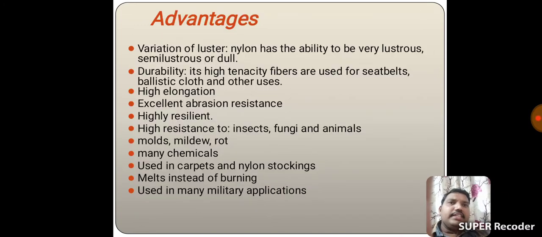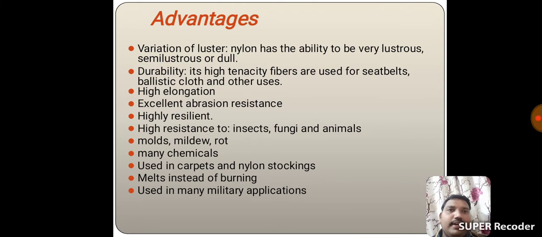Advantages. Variation of luster: nylon has the ability to be very lustrous, semi-lustrous, or dull. The luster character is sometimes very lustrous, sometimes semi-lustrous, sometimes dull. Durability: its high tenacity fibers are used for seat belts, ballistic cloth, and other uses. Next, high elongation. Next, excellent abrasion resistance.